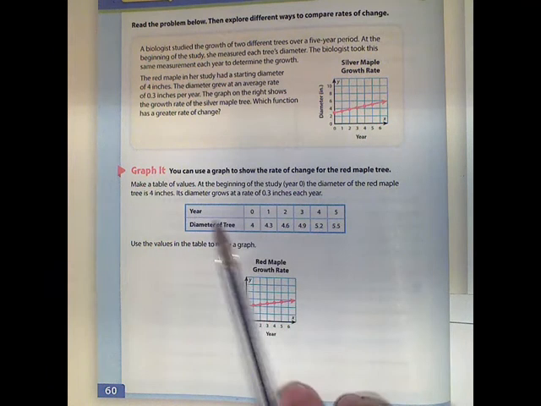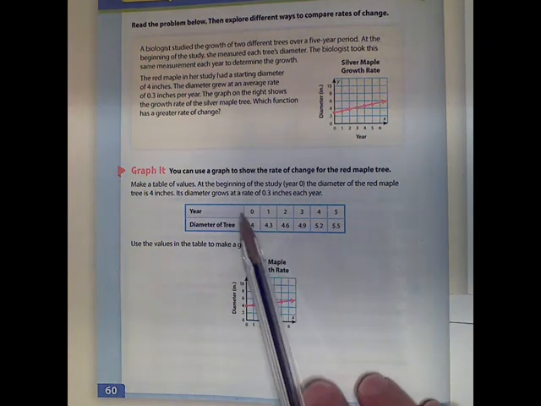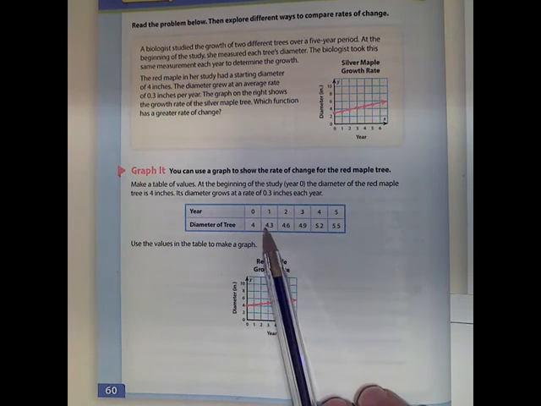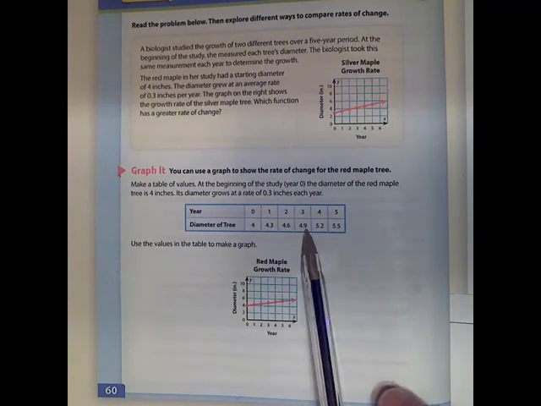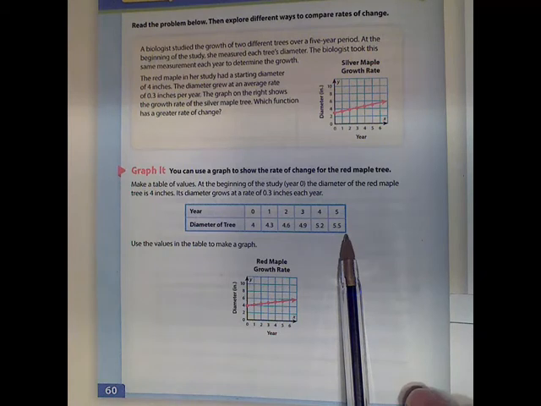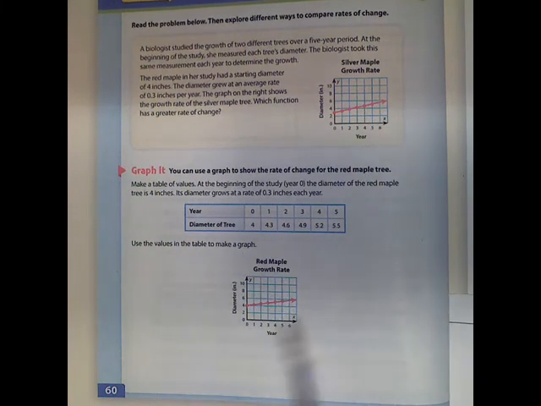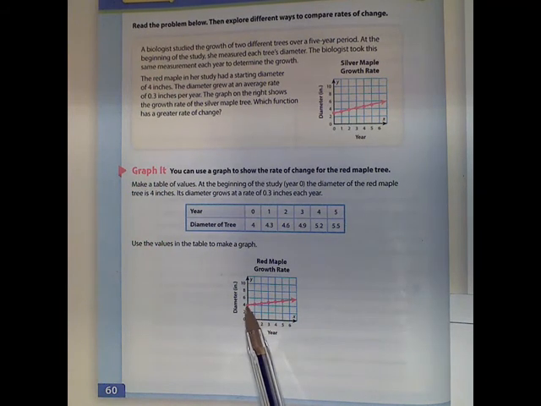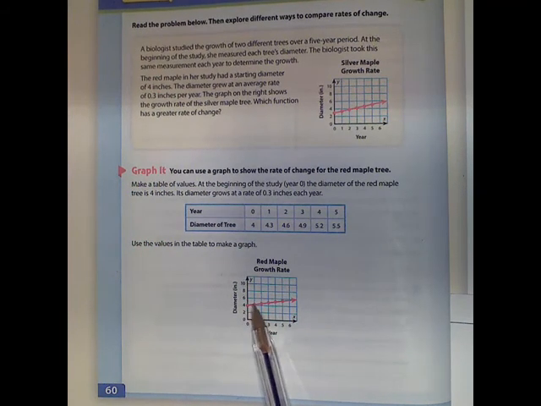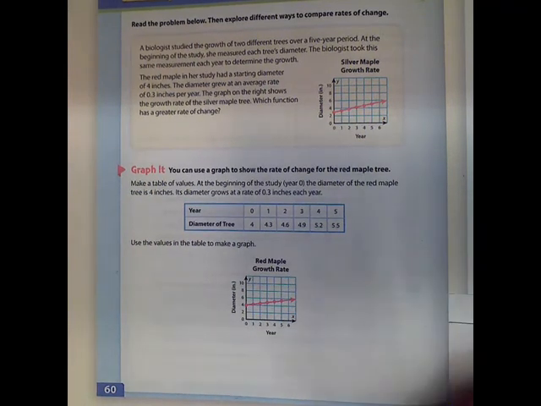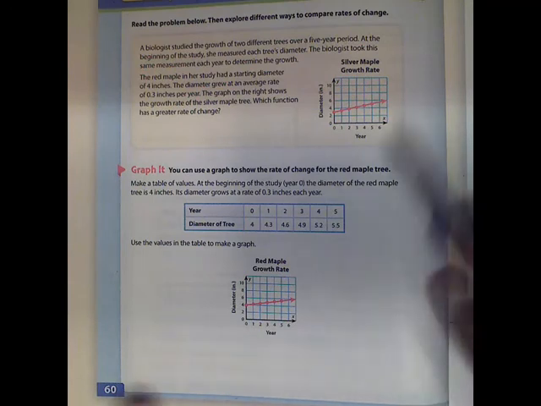Well, we need to do something with the red maple so we can compare it to the silver maple. So I can start making a table. It has an initial value of 4, and then every year it's going to go up 0.3 until we fill in the table. Now you can compare from here to here, or we can go ahead and graph it, which is what they did here for you. And notice it starts at 4, and then it's going to go up 0.3, 0.3, 0.3, and so on. Now, how do we compare these two? Well, let's look at it.